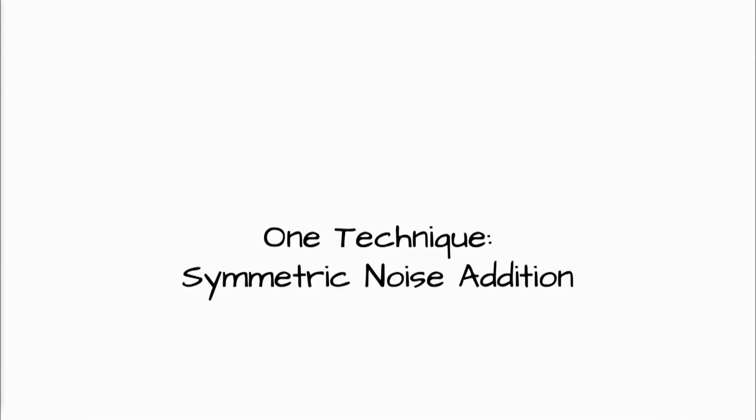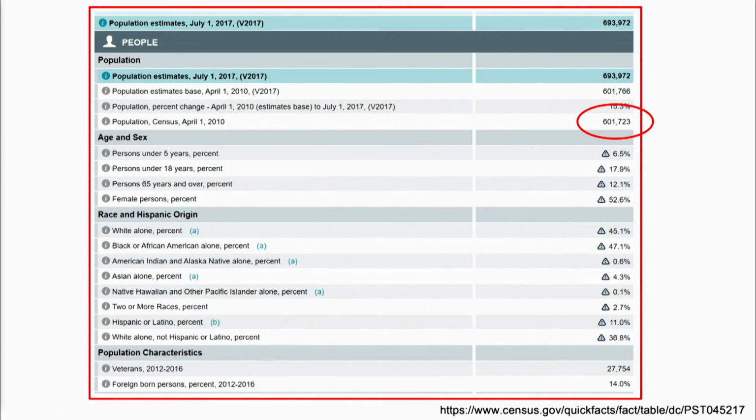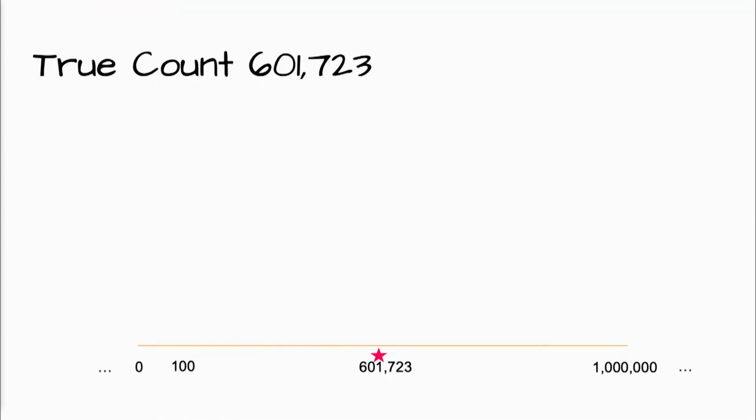So, as I mentioned, there are many techniques for achieving differential privacy. I'm going to tell you about one of them, which is the addition of symmetric noise. So let's look at, since we're interested in the census, what's the population of Washington, D.C.? So here's a table published by the census, and this is a population estimate on July 1st, 2017 of 601,723. So I'm going to take that estimate as the so-called true count.